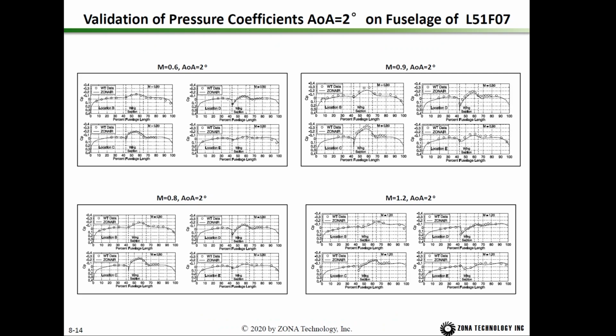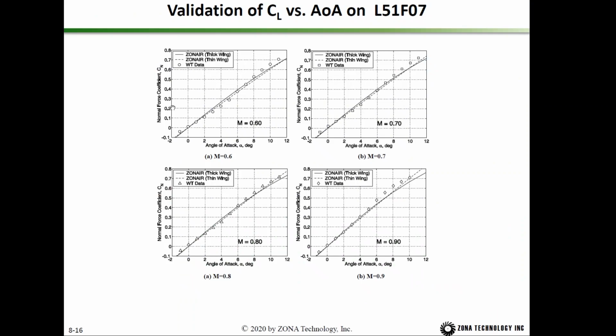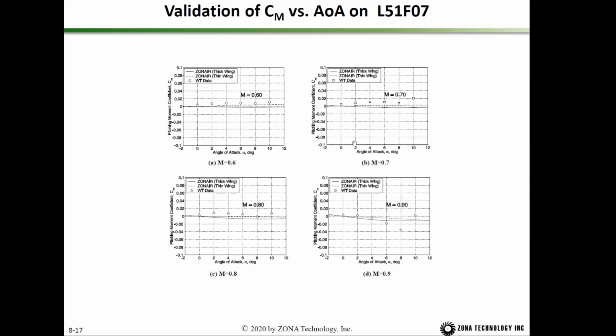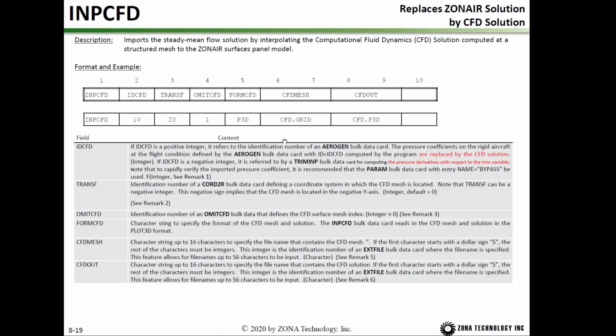And this is the CP along the fuselage. And we can compare the normal force at different Mach numbers with the wind tunnel data. So both thick wing and thin wing compare well with the wind tunnel data. And this is the CM, and this is the induced drag comparison.